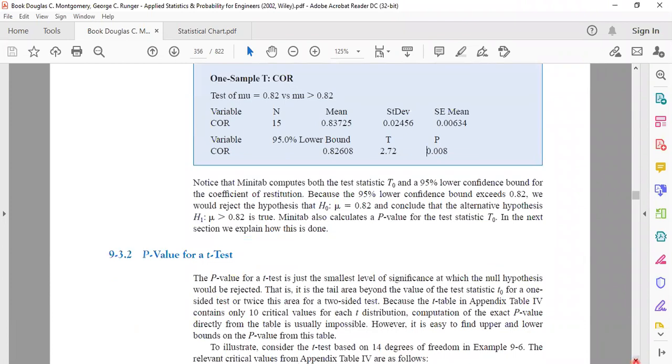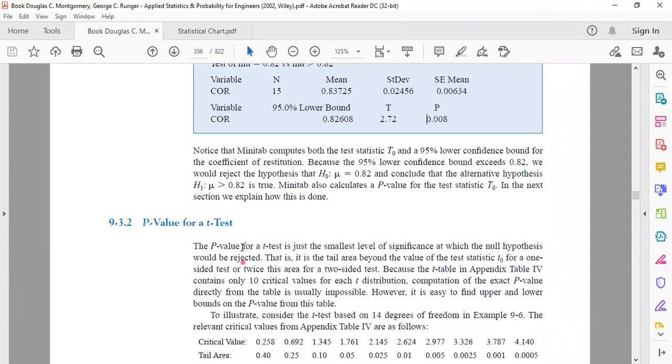Next, coming to this part, the p-value for a t-test. I'm going to explain the entire thing in detail. The p-value for a t-test, or for any test, is just the smallest level of significance at which the null hypothesis would be rejected. That is, it is the tail area beyond the value of the test statistic t naught for a one-sided test, or twice this area for a two-sided test. I hope you have understood this statement, because three figures have been shown to you in the previous session.